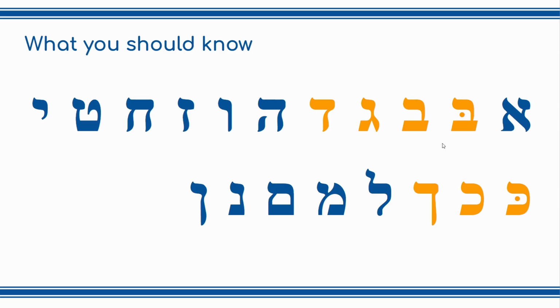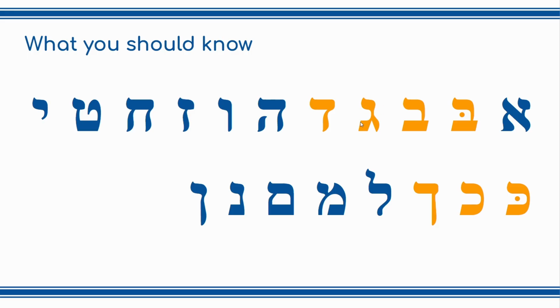Next group of letters are the Bigad Kafat letters. Remember the acronym, Bigad Kafat. The B stands for Bet. So this is the letter Bet. It changes sound. With the dot, it makes a B sound. Without the dot, it makes a V sound, as in van. V. And then this is B. B. V.